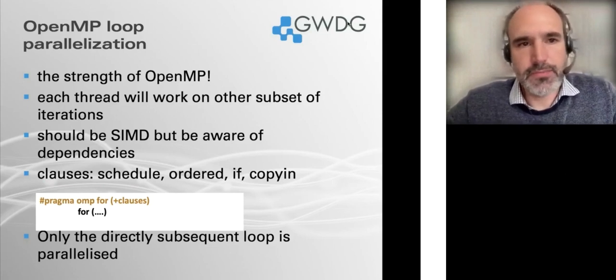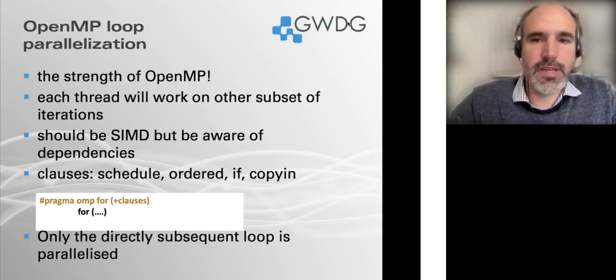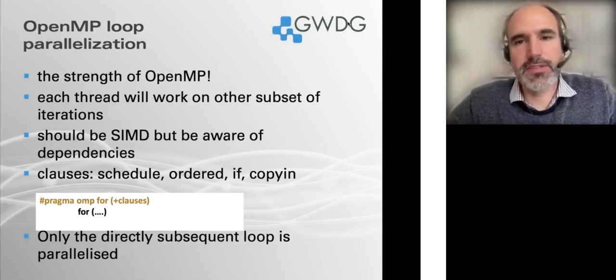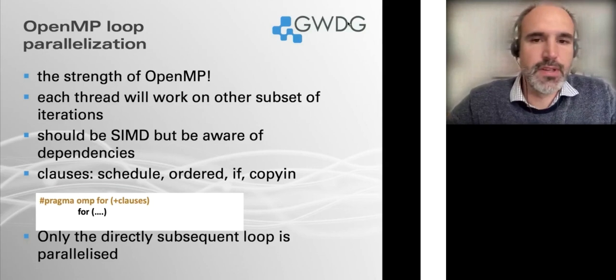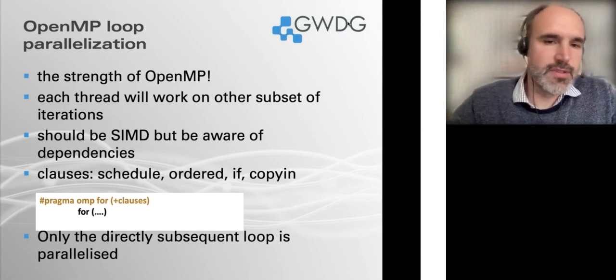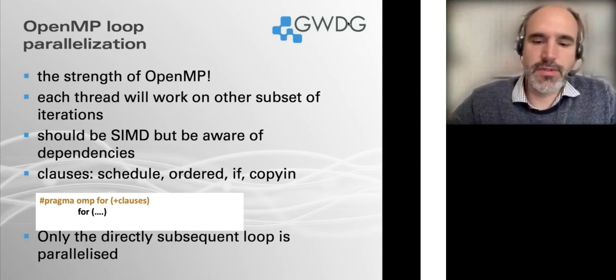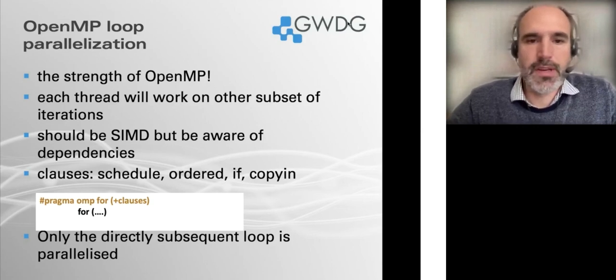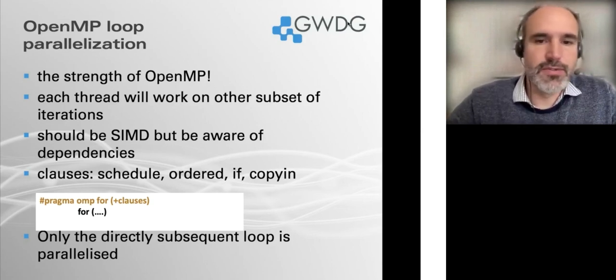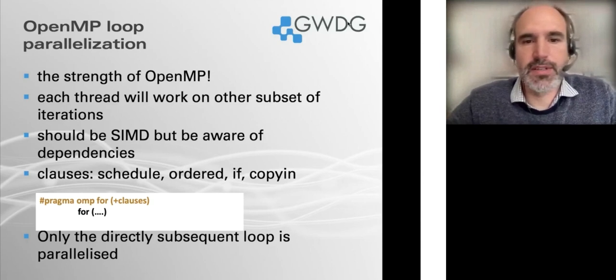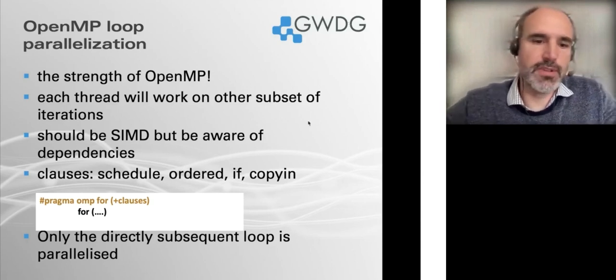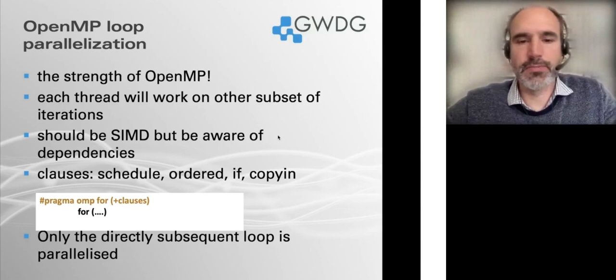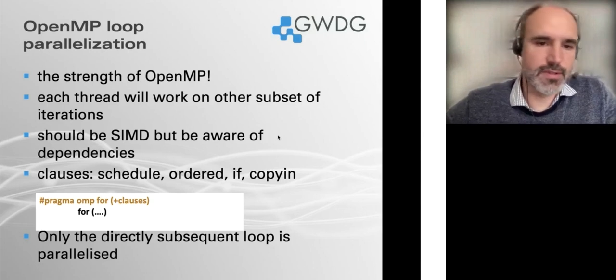And as I said here, each thread will work on a subset of the iterations, and the subset, or the chunk, is defined by the schedule. When we do this classical for loop, it's a SIMD operation. So we have one instruction in the loop and multiple data. And there are, besides the schedule clause, also other clauses like ordered, if, copyin, and so on. And again, I will cover part of these clauses here.